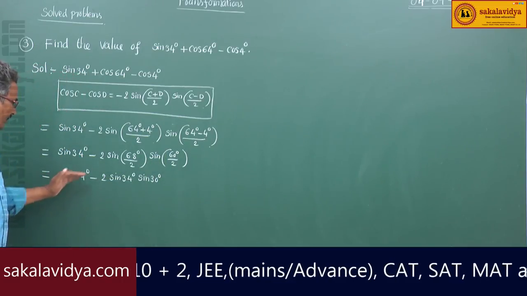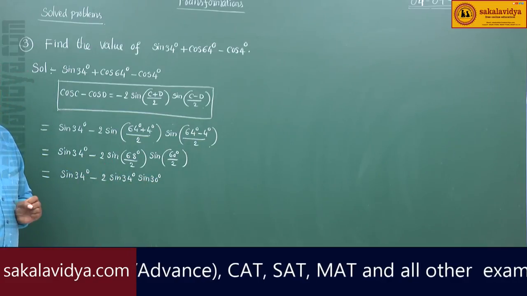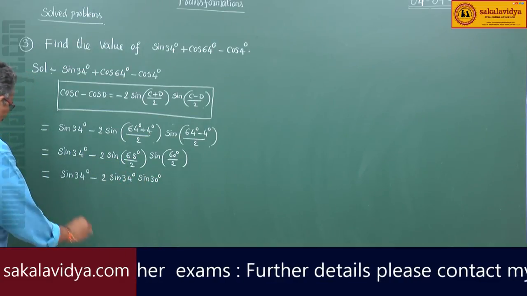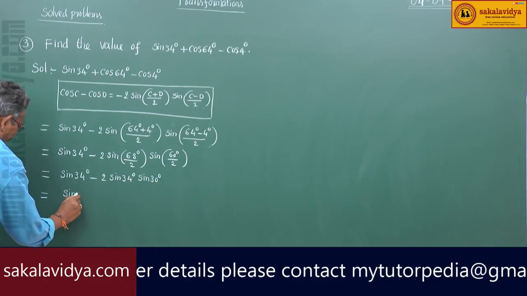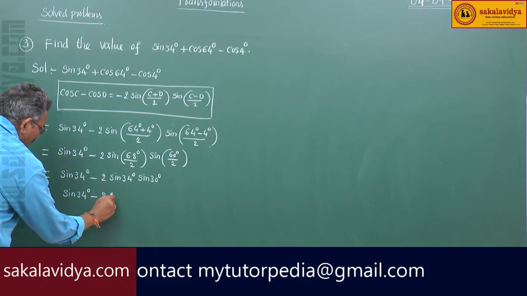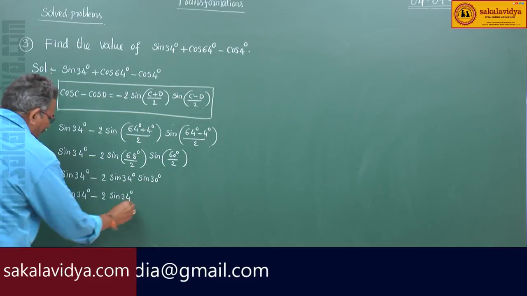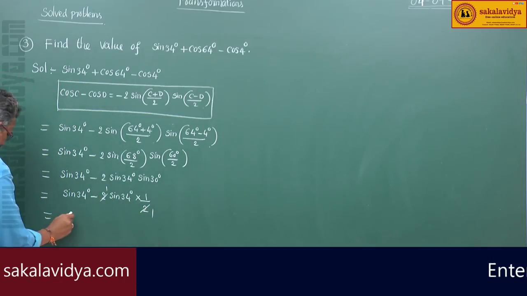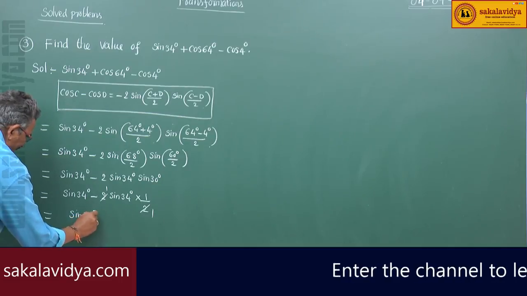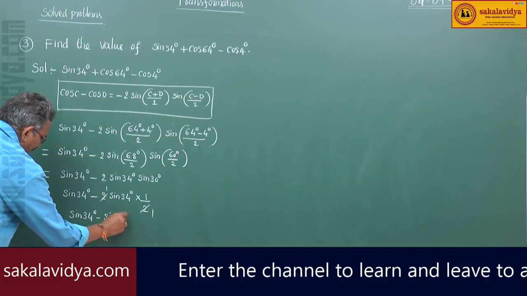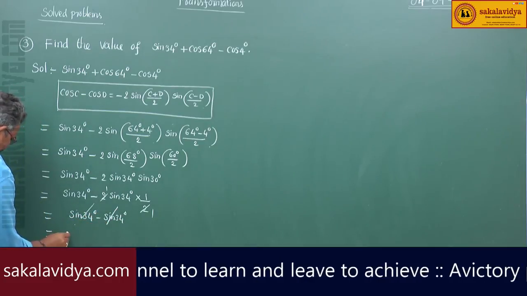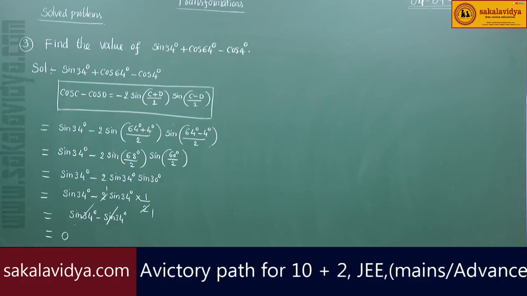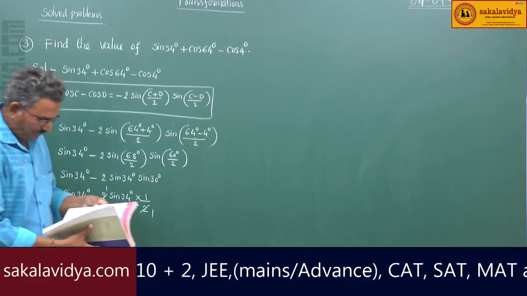Here, of all the values, can we write sin 30 degrees directly? Yes. We can write sin 30 whose value is equal to 1 by 2. So, sin 34 degrees minus 2 sin 34 degrees multiplied by 1 by 2. These 2s get cancelled. We have sin 34 degrees minus sin 34 degrees. Both get cancelled. We have 0. The value of this one is 0. So, let us move to the next problem.